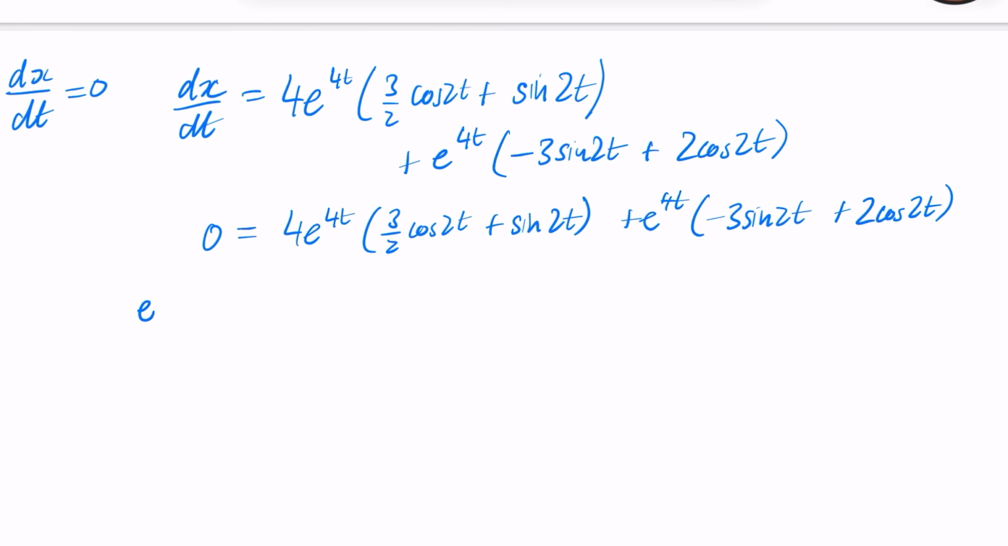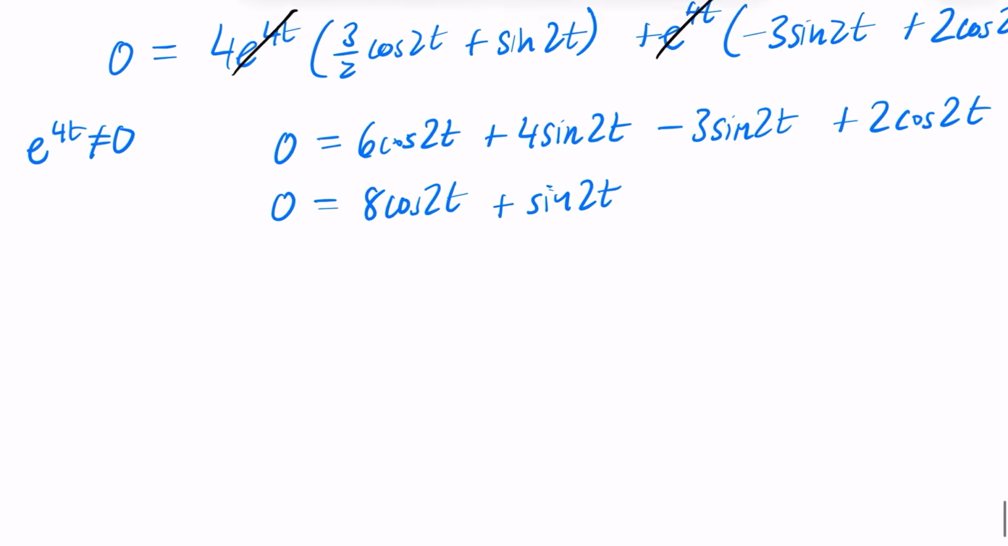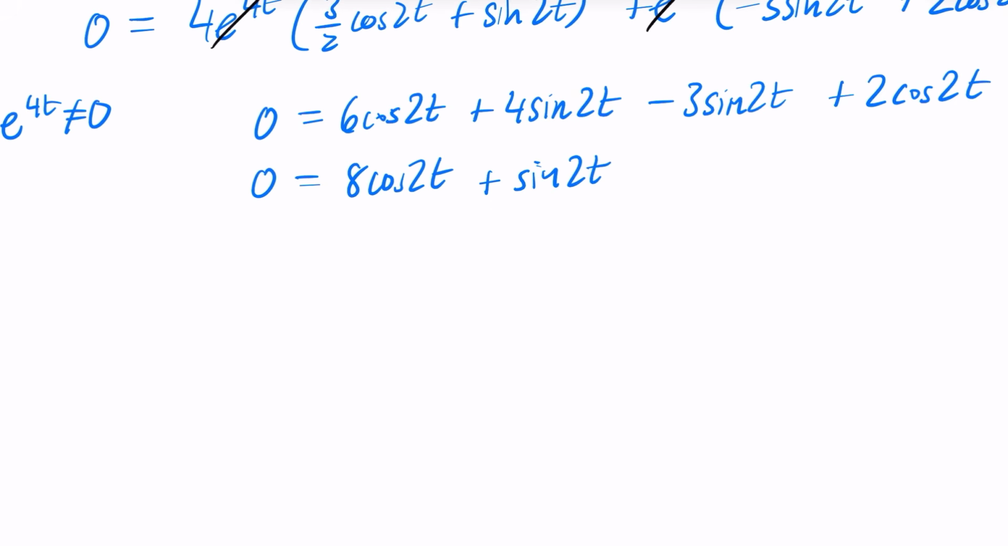Because e to the 4t cannot be equal to 0, I can just cancel that through immediately. So the equation I get left with is 4 times 3 over 2, that is going to be 6 cos 2t, and then the 4 times the sine 2t. I then have the minus 3 sine 2t, and I also have the 2 cos 2t as well. So I just need to solve this equation. The coses are going to simplify to an 8 cos 2t, and then I just have the plus sine 2t. I think the way I'm going to solve this is by converting it to a tan equation. So I'll divide by cos. If I divide by cos, I get this.